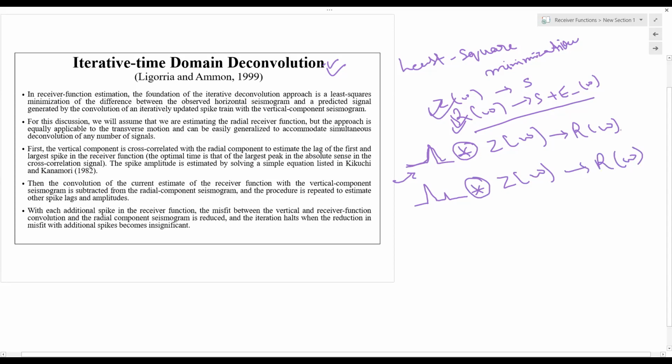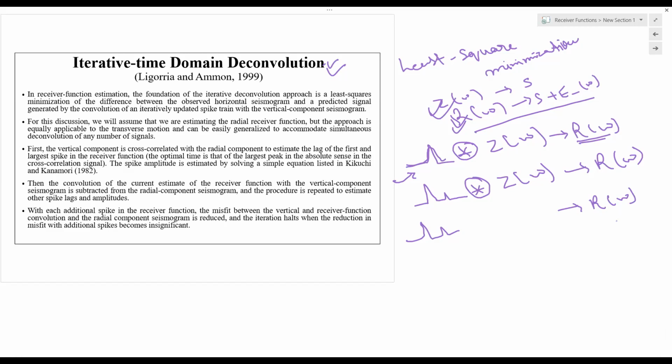And then at each of the steps, they will compare the synthetic radial seismogram with the observed radial seismogram, and try to find out the misfit, in the least square sense. Then at each iteration, by either improving the spike, removing the spike, or adding more spikes, they will compute more and more radial seismograms, and then calculate the misfit with the observed radial component, so that after a certain number of iterations, the misfit should be minimized.